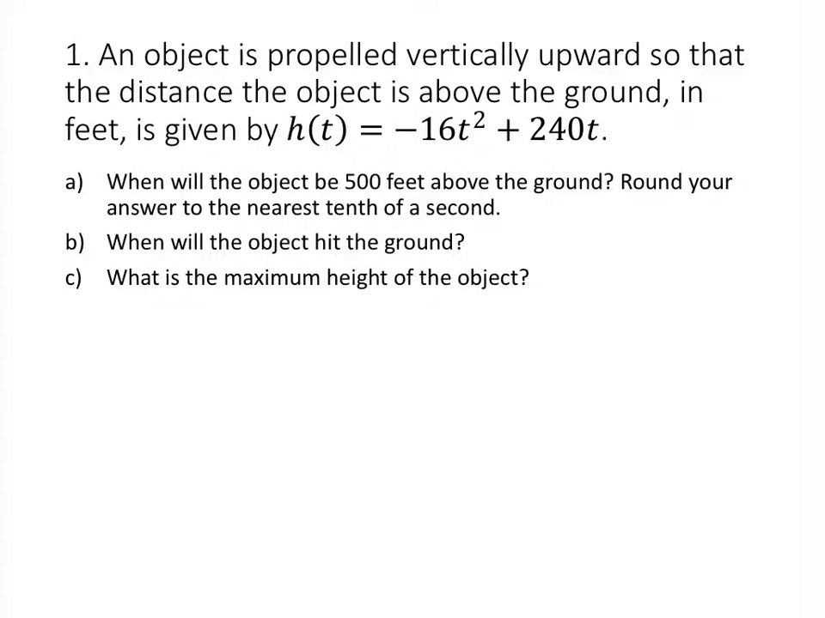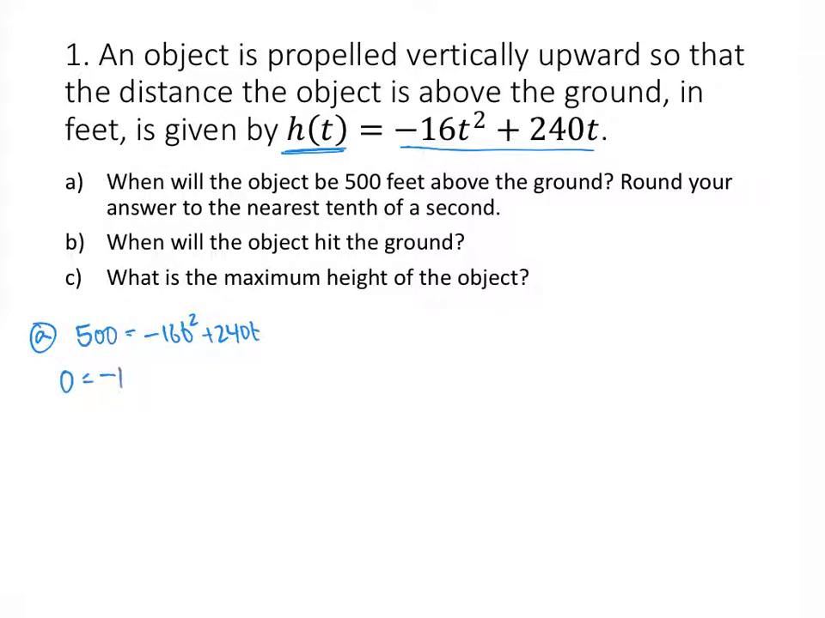So here we have an application problem involving the height of an object that's been propelled vertically upward. The height as a function of time is given by h of t equals this expression, and we see that it's a quadratic equation. And we want to know when the object will be 500 feet above the ground. So if h represents the height, then we replace the height by 500, and this gives us an equation to solve: 500 equals negative 16t squared plus 240t.